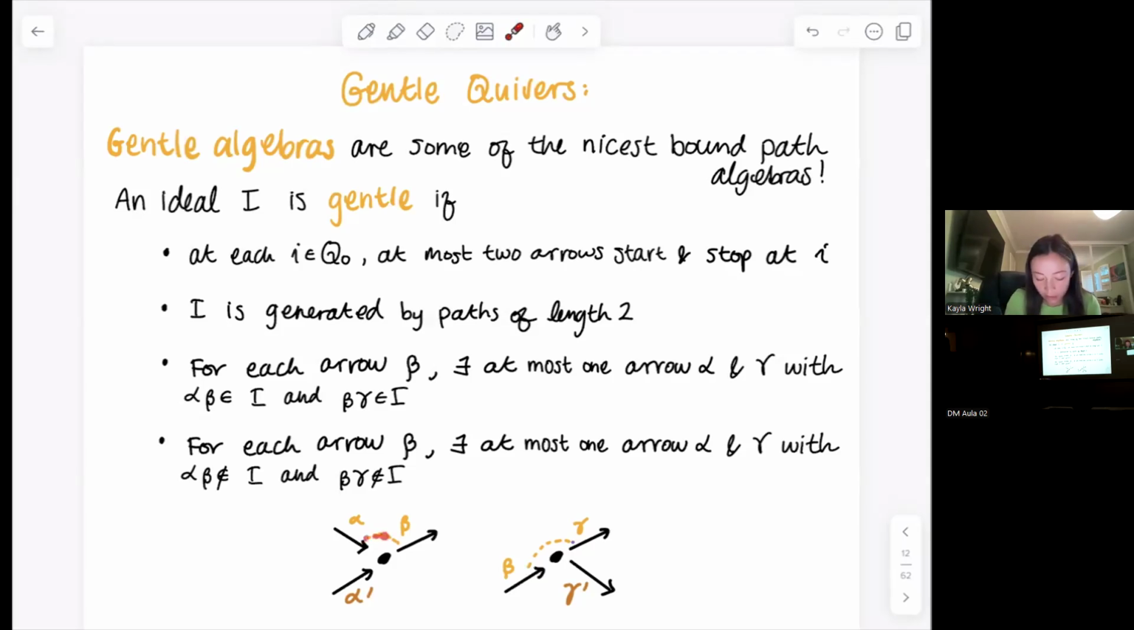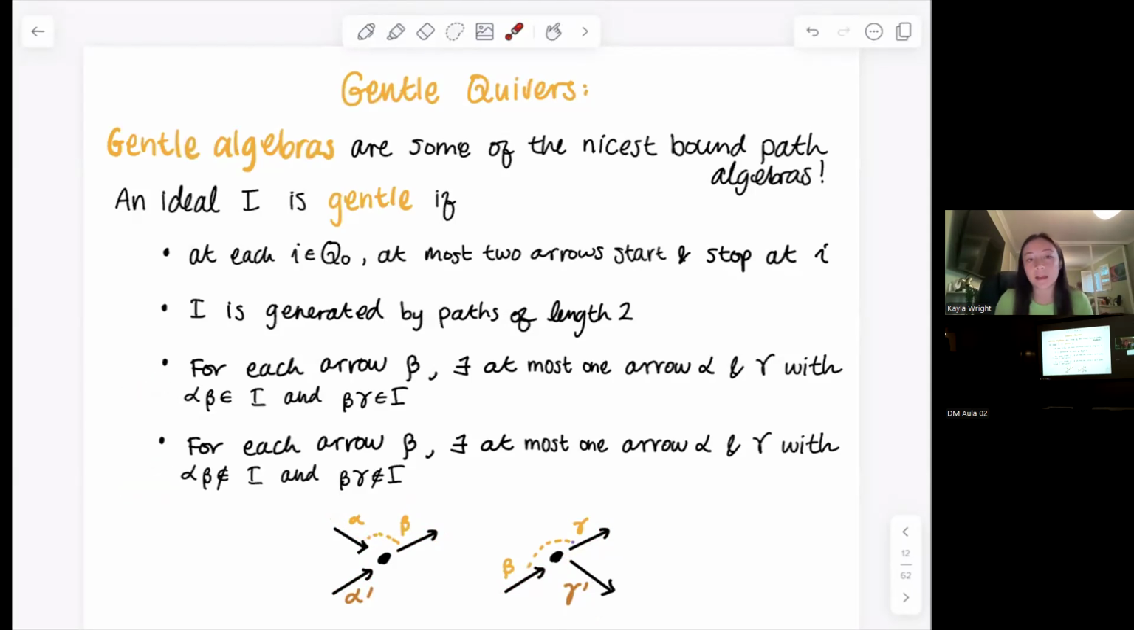So this dashed line is supposed to represent the relation alpha beta in the ideal I. So this path is going to be killed in the ideal, but this path is something that's non-zero. And the same is true when you're exiting. So here, if I have this arrow beta, I can only go out of it one way without getting killed in the ideal. So that's what these 2 conditions are saying here.